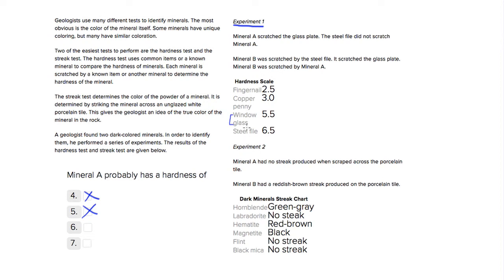So we know that if steel file isn't leaving a streak, then it has to be stronger than 6.5. So we know that A is greater than 6.5. And if we look at our answer choices, it can't be 6, so it has to be 7. So answer choice 4 is our answer.